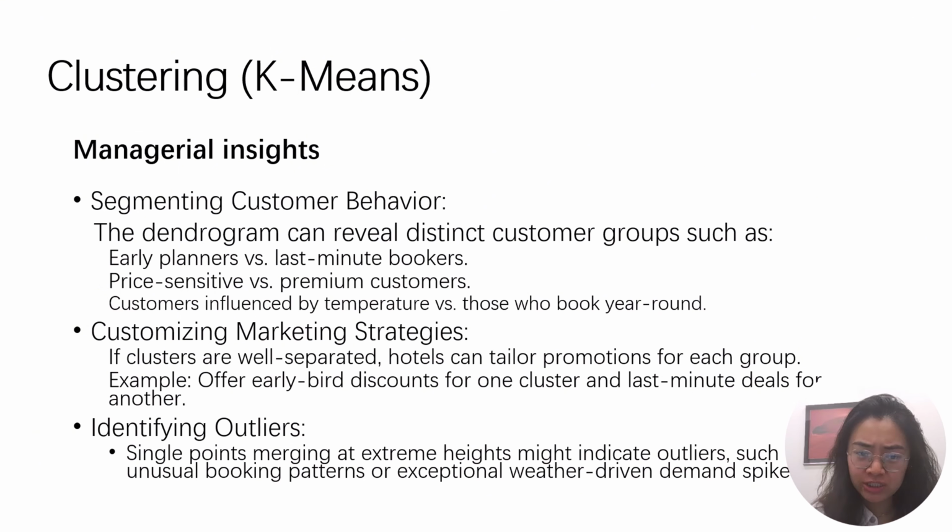Also, k-means clustering helps us to segment consumer behavior, and it also helps us to customize the marketing strategies. For example, if clusters are well separated, hotels can tailor promotions for each group. They can offer early bird discounts for one cluster and last minute deals for the other one. So we can give different marketing strategies to different groups of consumers, which is really helpful for hotels to maximize their revenue. And k-means also helps us to identify outliers. Single points merging at extreme highs might indicate outliers. This is what we learned from the k-means.